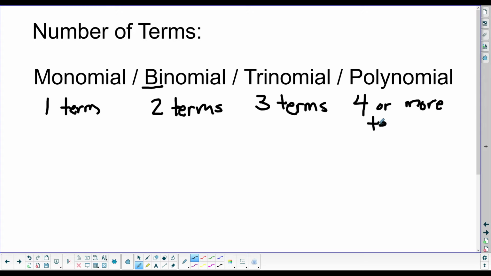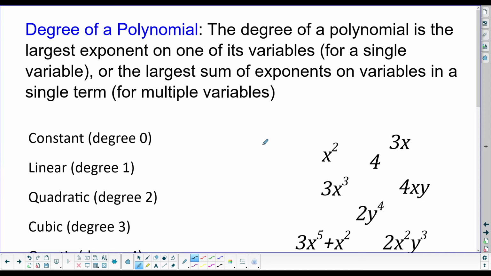And I think technically there are names for those with four or more. It's just that they get kind of ridiculous and they're not really used a lot. And so we just call them a polynomial. So we have the number of terms. So we can talk about a polynomial by its number of terms. And then we can also talk about a polynomial by its degree.